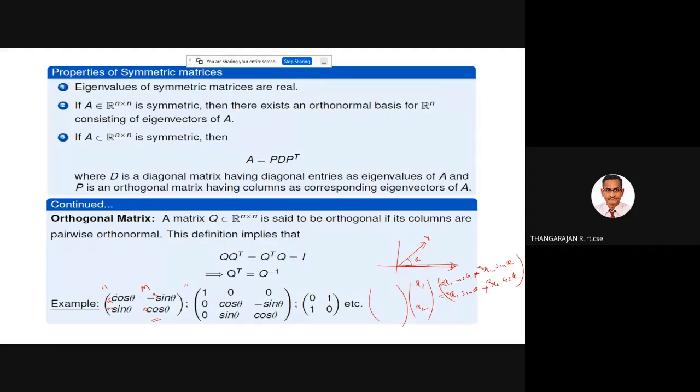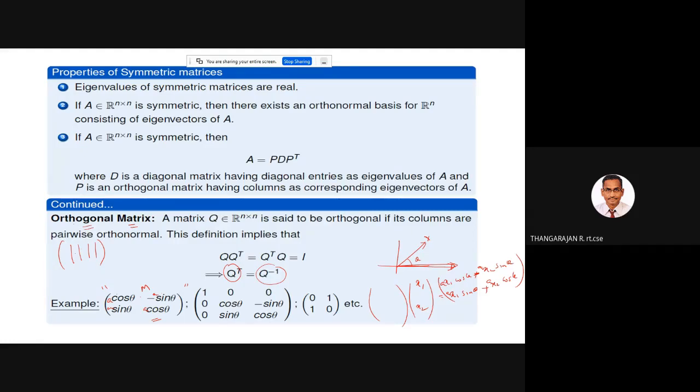From this you can know what an orthogonal matrix is. An orthogonal matrix is one where all the columns are linearly independent. If you take a matrix and the columns are linearly independent, or their pairwise dot product is 0, then we say such a matrix is called an orthogonal matrix. When you take the transpose of an orthogonal matrix, you get its inverse. These are some of the properties that one uses.